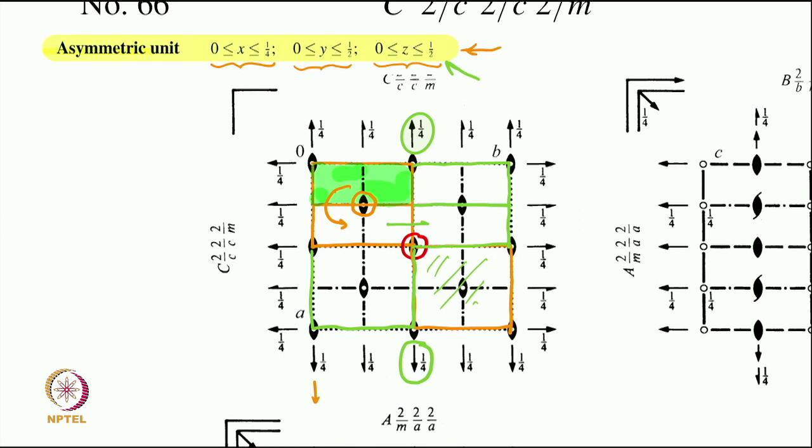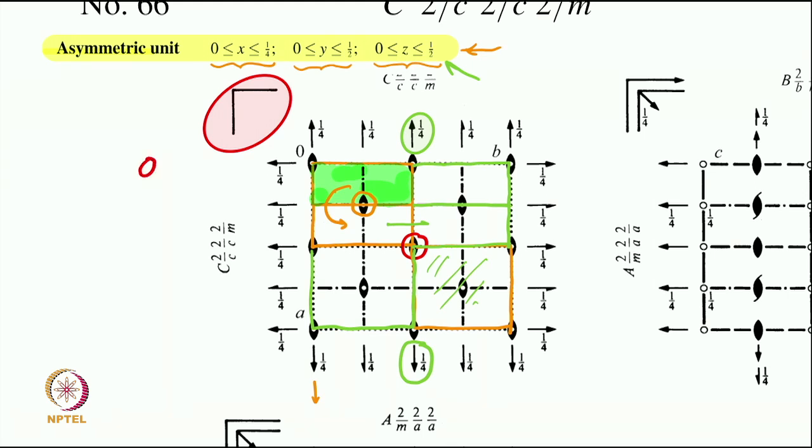So, how do we fill the remaining half above z equal to half? The region z greater than half can be filled by using a symmetry operation, and for that symmetry operation we can use this mirror here. Now, notice that the mirror is actually at height 0, since nothing is mentioned.